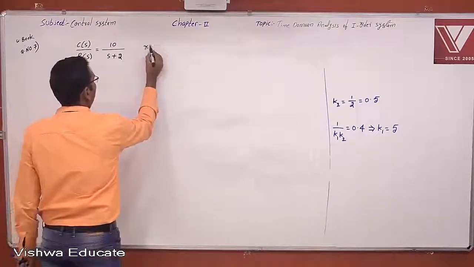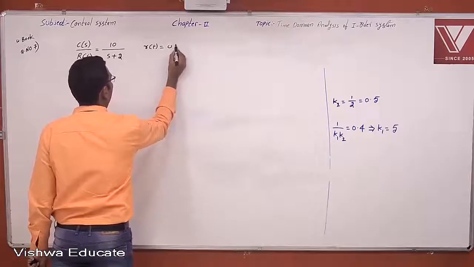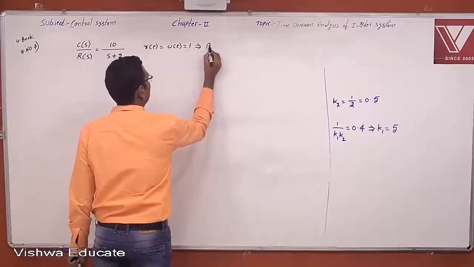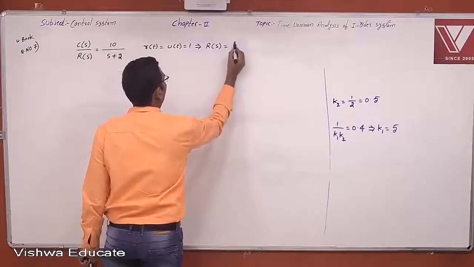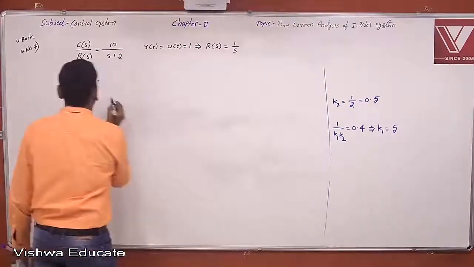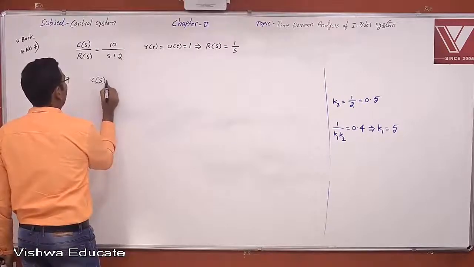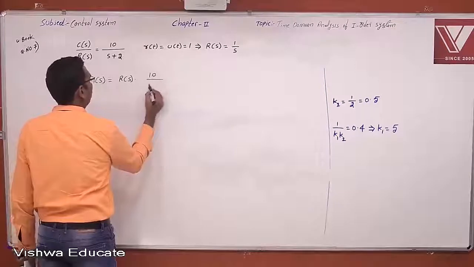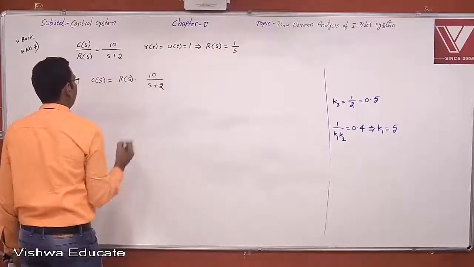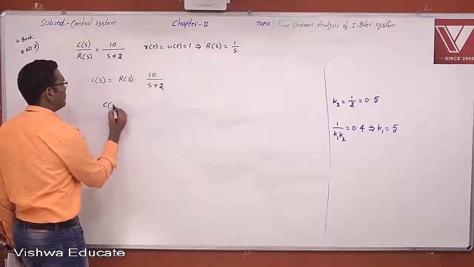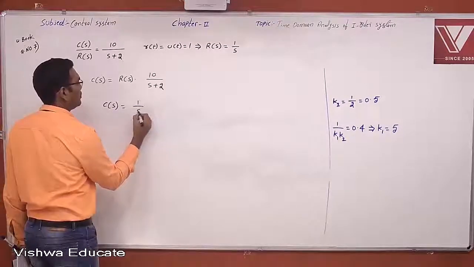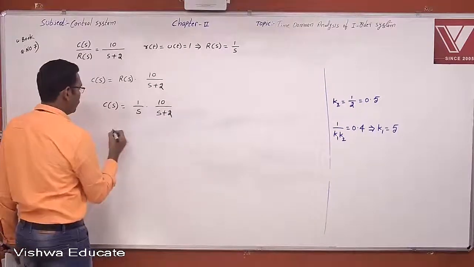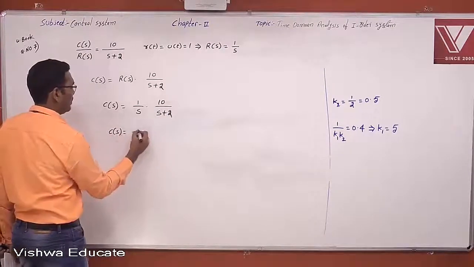Which input? Unit step input. R of t equal to u of t equal to 1. Now what is R of s? R of s is 1 by s. Therefore, what is the response? I want the output, R of s into 10 by s plus 2. Therefore, C of s is equal to 1 by s into 10 by s plus 2. So do the partial fraction, or you do the LCM directly.